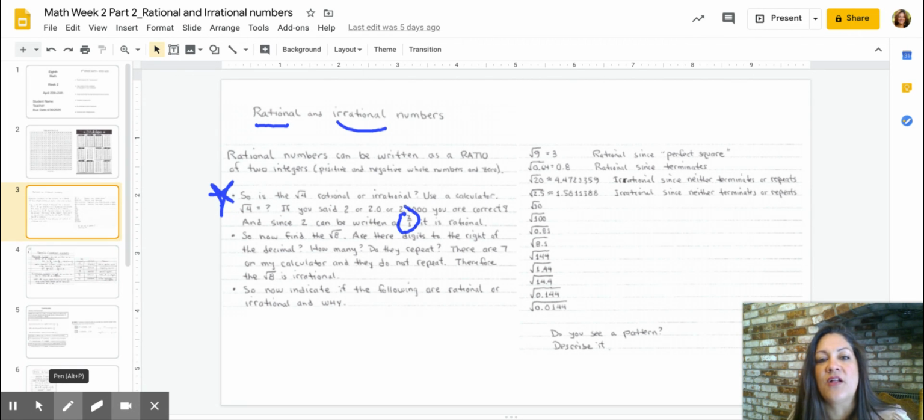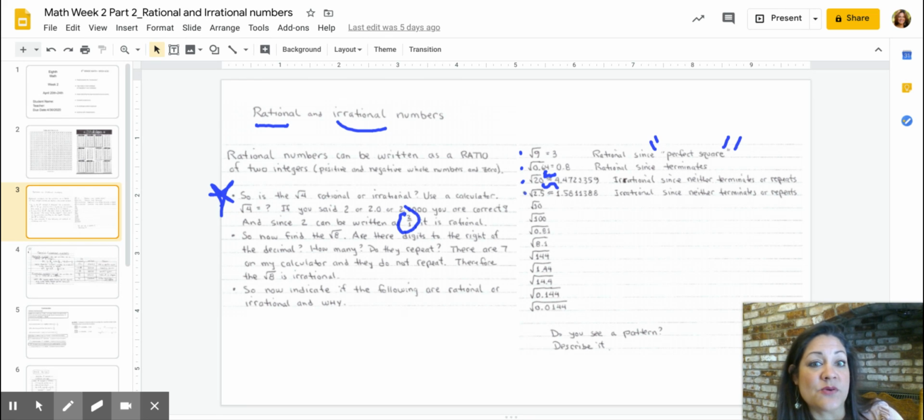Okay, so now indicate if the following are rational or irrational and why. All right, so this first one says the square root of 9 equals 3, so that is rational since it is a perfect square. The second one, square root of 0.64 is 0.8, and that is rational because it terminates. Terminates means it ends, right? Think Terminator. Next one, square root of 20, you'll see right here that this is about equal to, and that's because it never ends. So it's irrational since it neither terminates nor repeats. This next one, same thing, irrational, neither terminates or repeats.